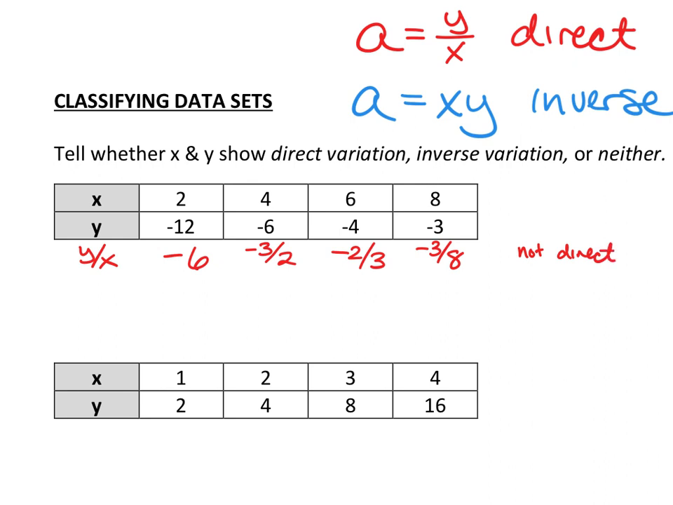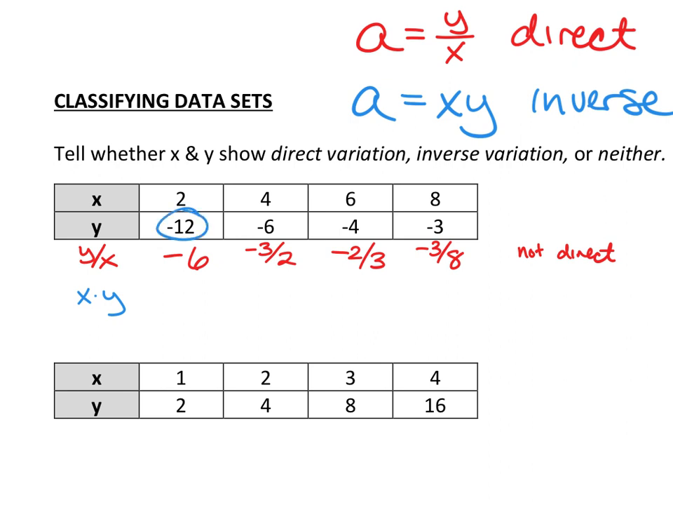It is not direct variation. After we try the division, we're going to try the inverse pattern, which means we're going to multiply x times y. If we get the same number across the entire line, then it is inverse variation. So this time we're just multiplying them.